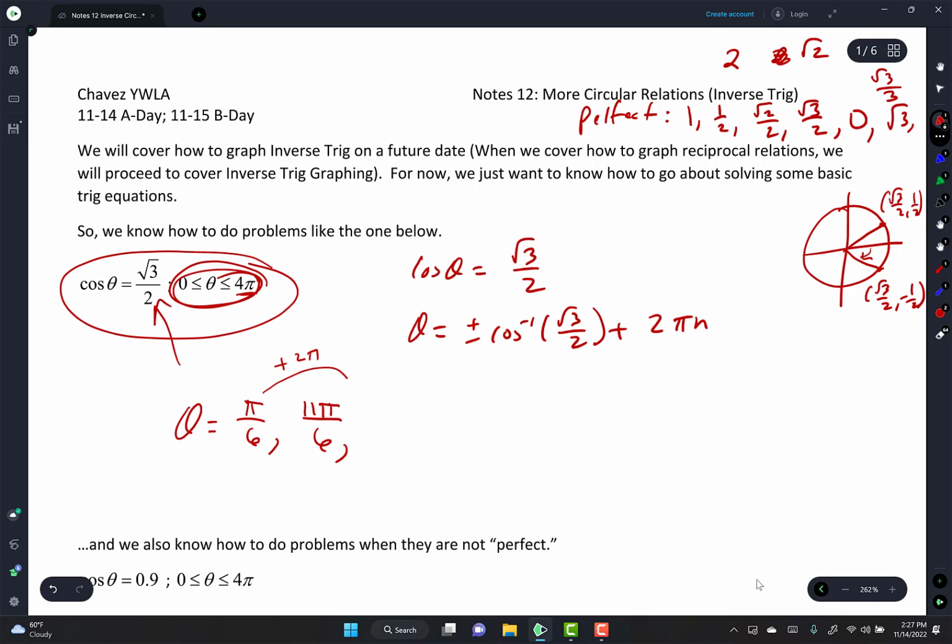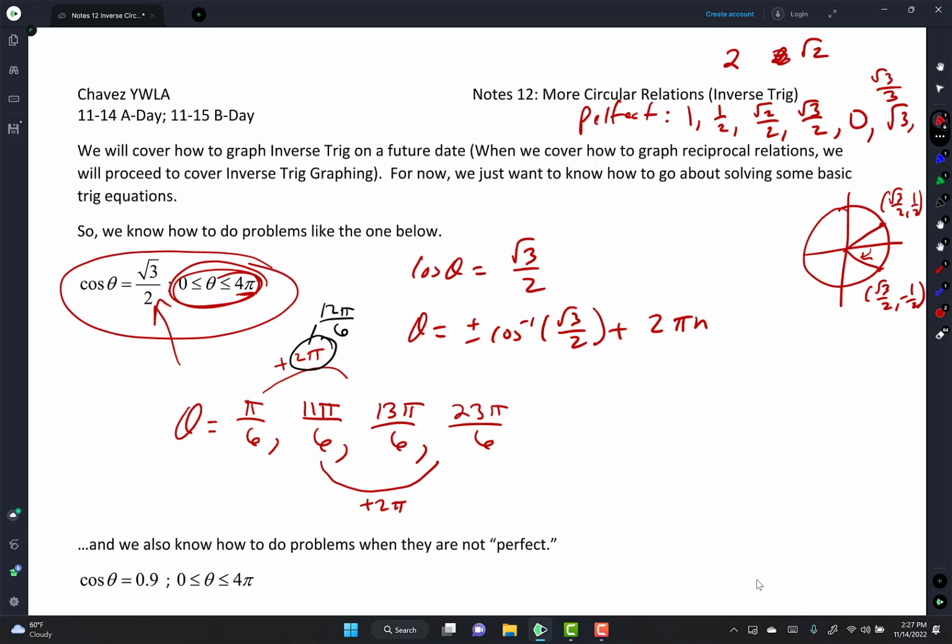So I'll put plus 2 pi. I don't know how to add 2 pi without a calculator like this, guys. You see that 2 pi? Just turn it into 12 pi over 6. See, 12 divided by 6 is 2 pi. So 12 plus 1 is 13 pi over 6, that's still under 4 pi. And I need one more. The 11 pi over 6 plus 2 pi is 23 pi over 6. That's it. If you go over 23 pi over 6, you will be larger than 4 pi. How do we feel? Do we feel awesome? Awesome.